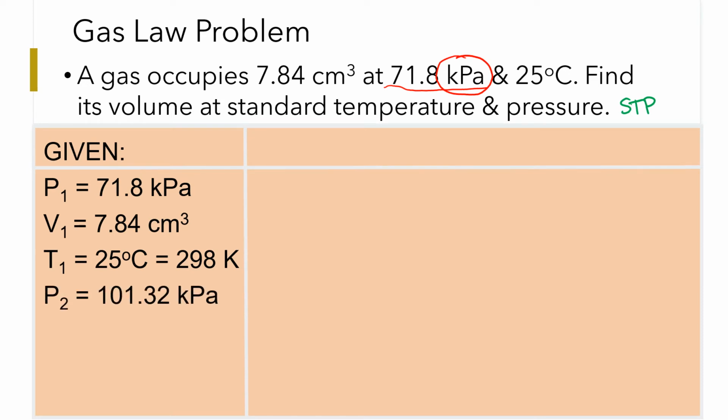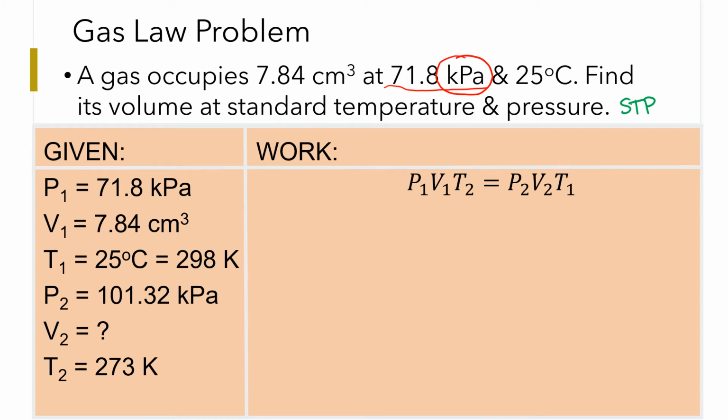So that's 101.32 kPa. Then V2 is what we're looking for, so a question mark, and standard temperature is T2. That is always going to be 273 Kelvin. Now we write our formula, P1V1T2 equals P2V2T1. I need to get V2 by itself. So I do that by dividing both sides by P2T1. And the nice rearranged form for y'all right there. So V2. Now that I have V2 by itself, I simply plug in my numbers.